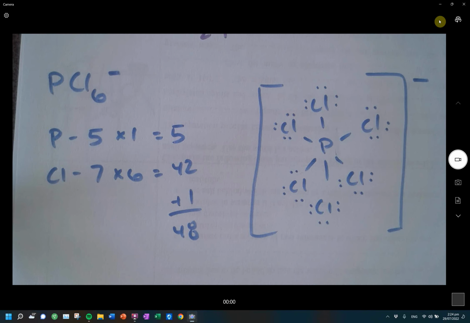Cool. Do you guys need to see any more examples? You think you're okay? Yeah, I think it's probably fine. Was that everything for today? Yeah, that's all I wanted to cover for today. Next week, I'll do shapes.